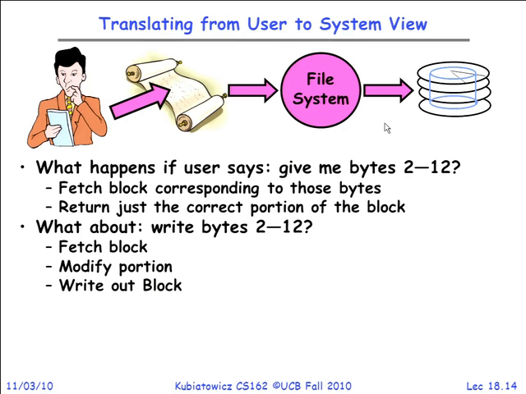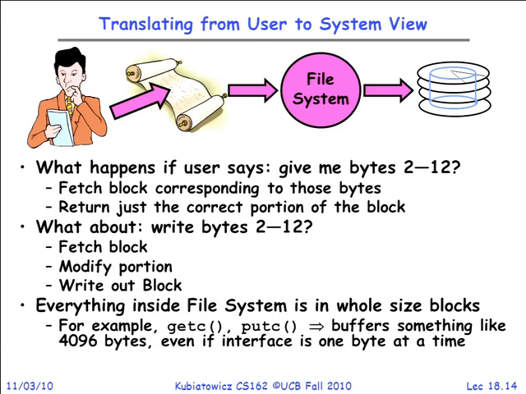Okay. So everything inside the file system's in the whole size block. So for instance, if you do getC and putC for a file, basically the internal buffers are going to be pulling blocks in, just because I asked for a byte. Well, too bad. I got to get 4K off the disk, and then I can give you your byte. That's the reality, okay?